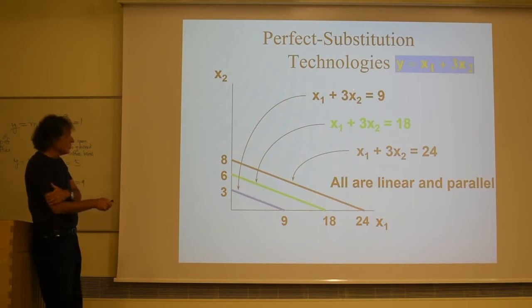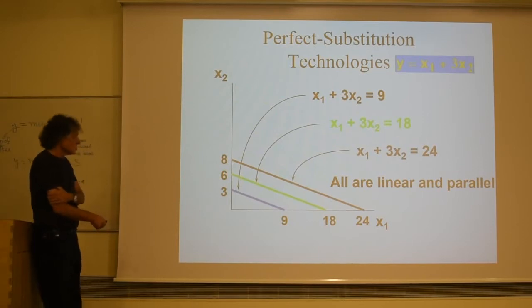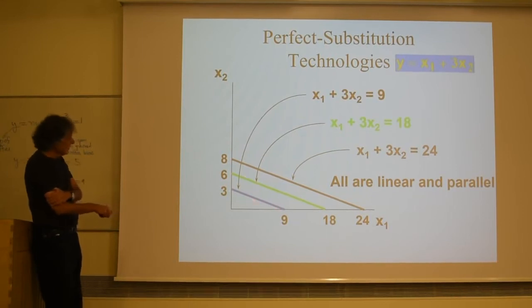Why? Because x1 plus 3x2 equals 9, then when x1 equals 0, x2 equals 3, and when x2 equals 0, x1 equals 9. This one is when x1 is 0, x2 is 6, when x2 is 0, x1 is 18, and this one is when x1 equals 0, x2 equals 24 over 3, 8, and x1 is 24. So these are all parallel lines, okay, to each other, because the slope of all of them is 1 to 3.